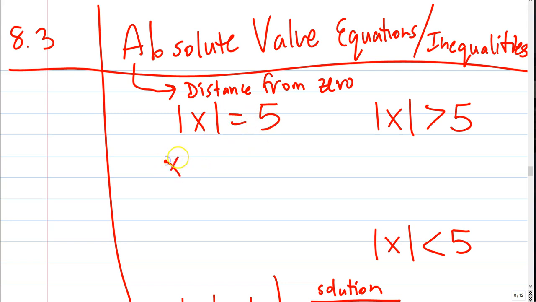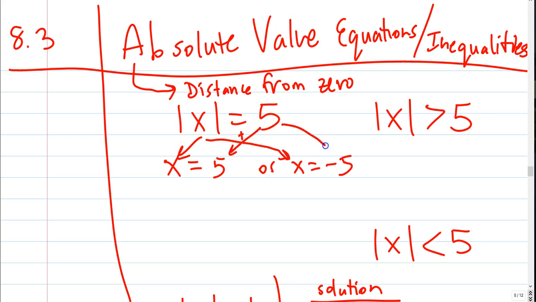Well, 5 has a distance from 0 of 5, or negative 5. So basically we split it, this x stays the same, and then we say we will get either a positive 5 or a negative 5 to give us that distance.